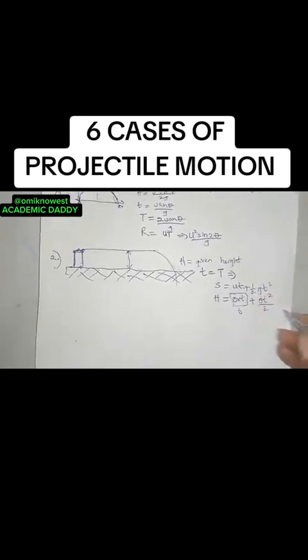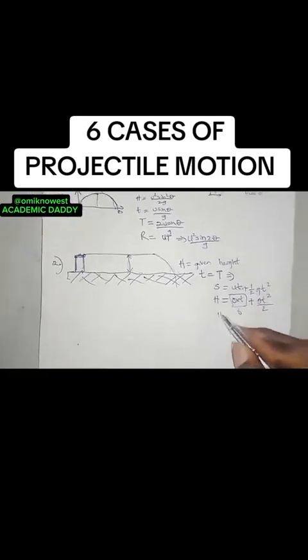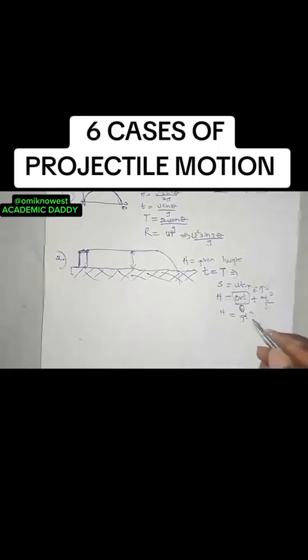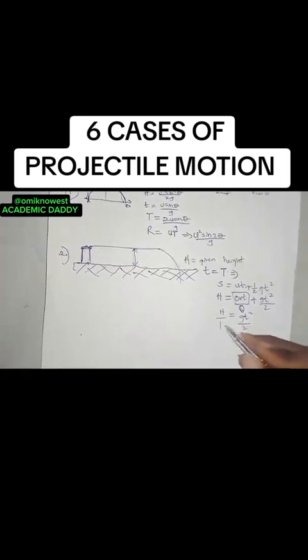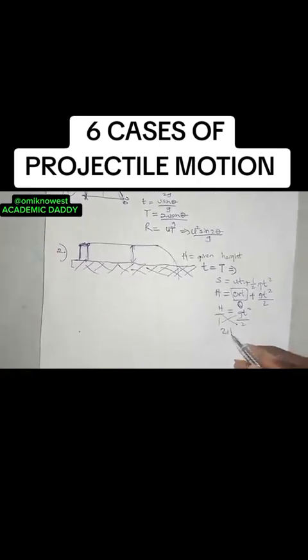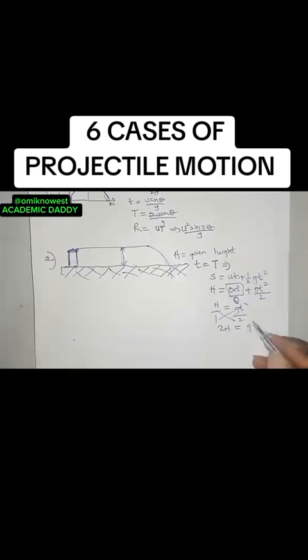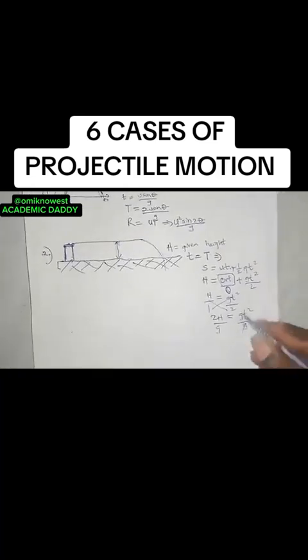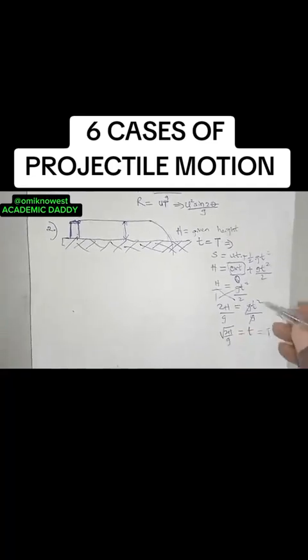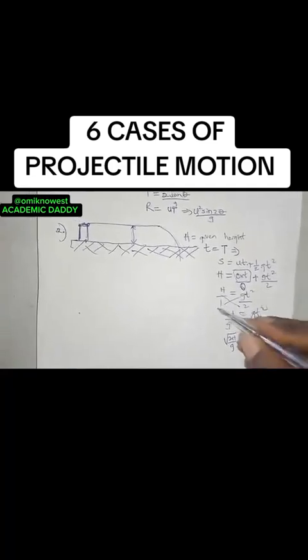So you have h equals half gt squared. Everything else here is 0. Cross multiplying, you have 2h equals gt squared. Divide both sides by g to get the time, so that t squared equals 2h over g. Then take the square root of both sides, so that t equals the square root of 2h over g. When the square crosses the equality sign, it becomes a square root.